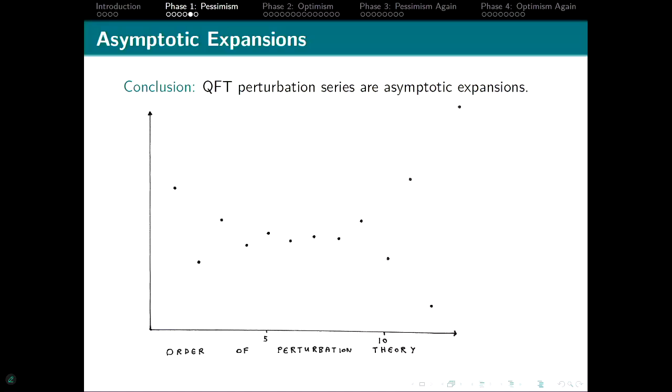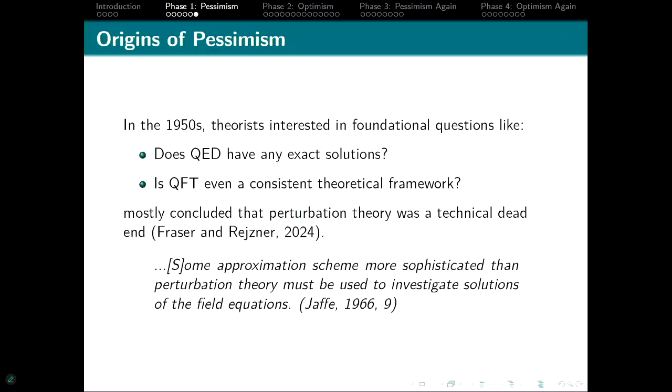So this is what they were imagining QED perturbation series would look like. They do display convergence in the first few orders, but eventually at very high orders, things are going to diverge. From a calculational perspective, asymptotic expansions can still provide good approximations in their first few orders. But from a foundational point of view, many theorists, as I said, concluded that this really shows that perturbation theory isn't going to be able to answer the kinds of questions we want to answer.